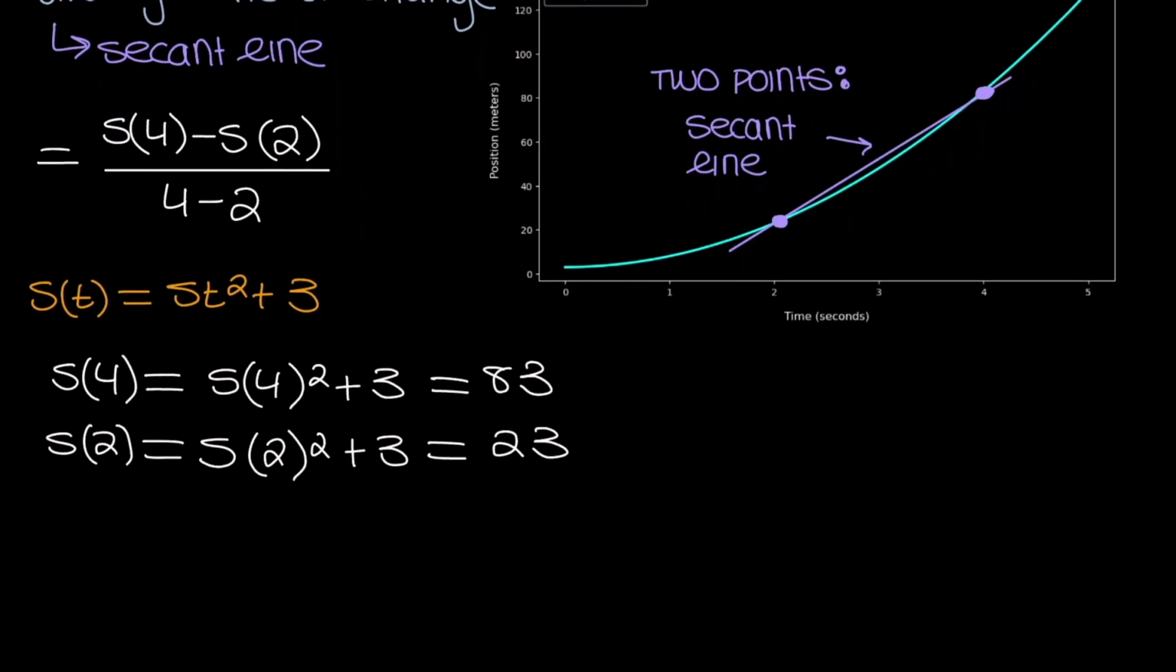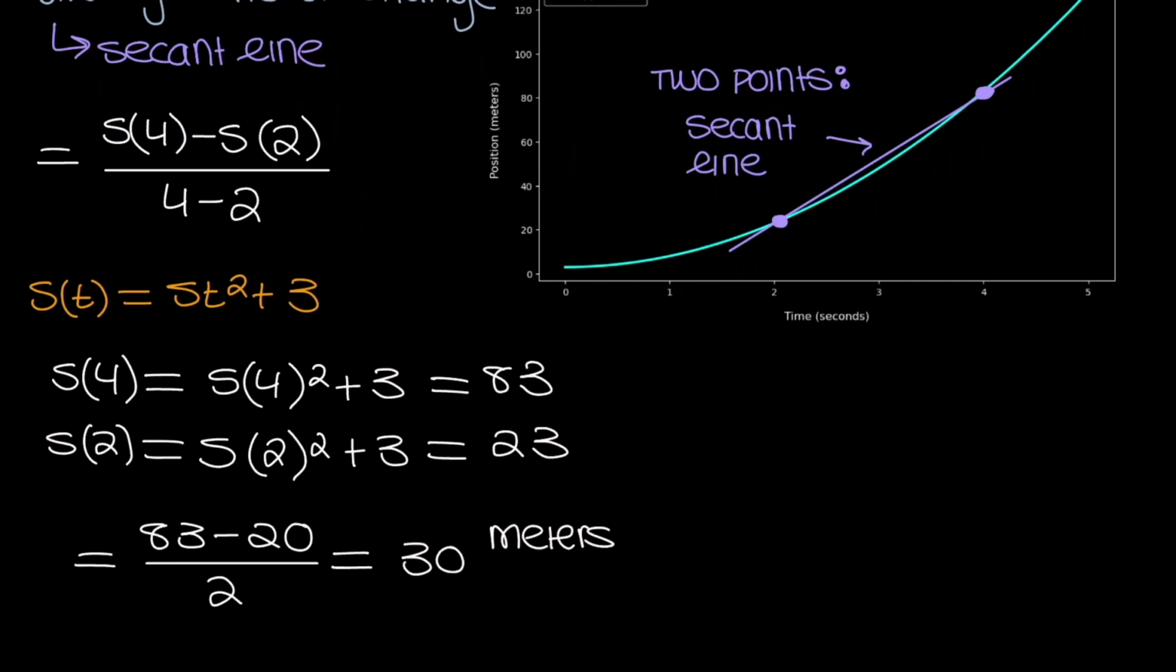And now we can plug this in. So we have 83 subtracted by 23 over a change of 2 seconds. And this gives me 30 meters a second. Right? So that's the average speed of the car. This isn't what your speedometer shows. But now if we start talking about instantaneous rate of change, there's something different.